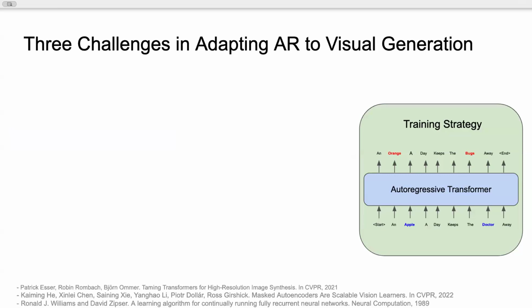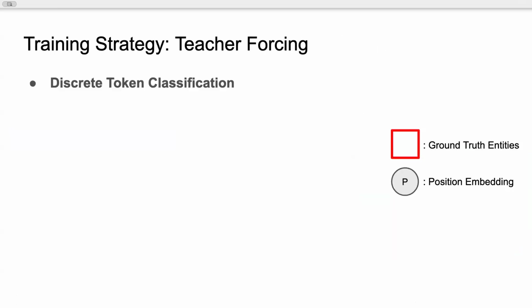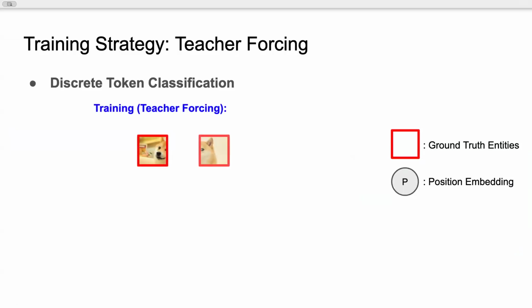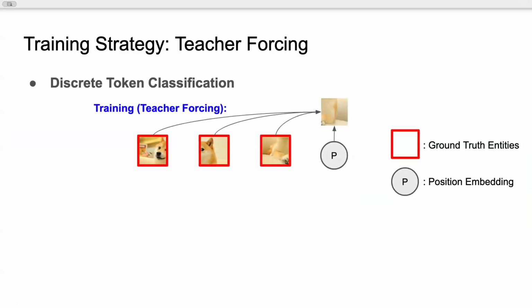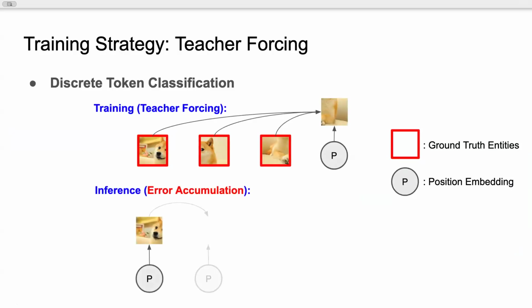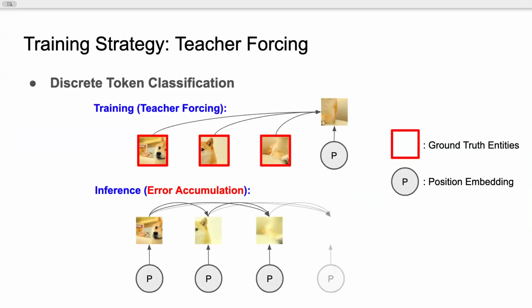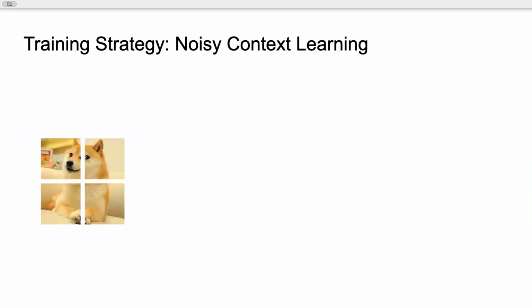Let's go to the training strategy. Remember that typical autoregressive models use teacher forcing, meaning they use ground truth tokens during training. This stabilizes training, but causes exposure bias: the model has no access to the ground truth tokens during inference. It can only use its own predictions, and if a prediction is wrong, the error will accumulate. To solve this problem, we propose noisy context learning.